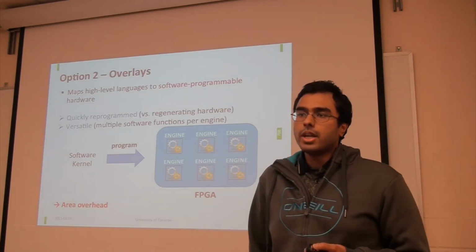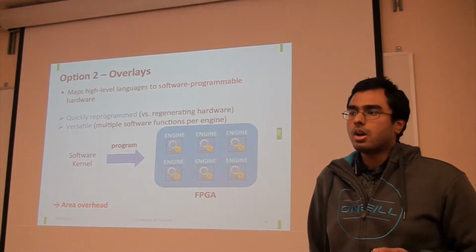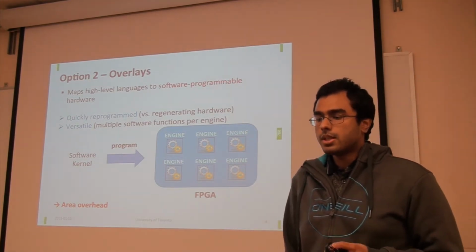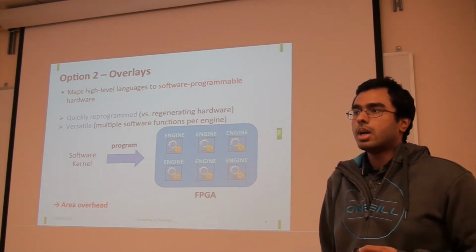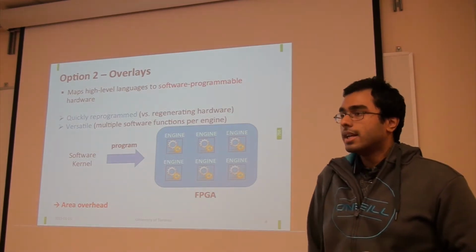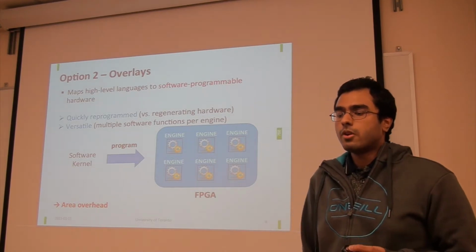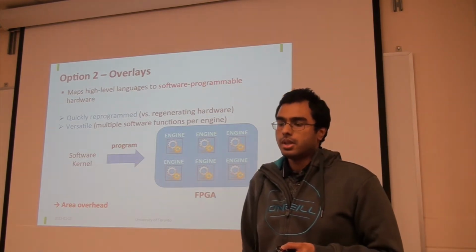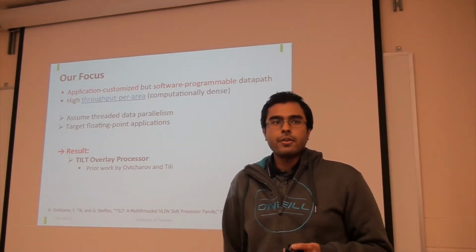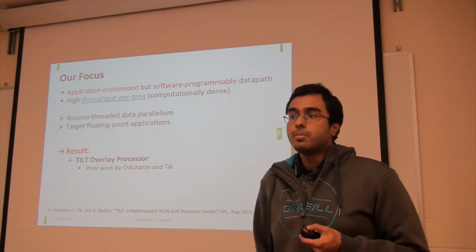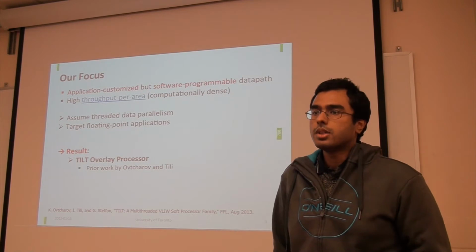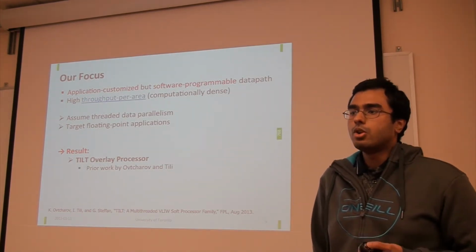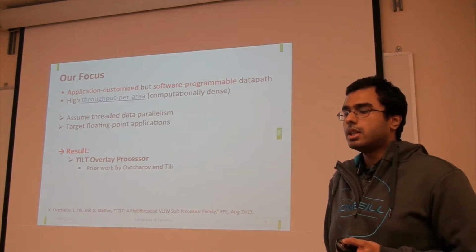Alternatively, we can use overlays which map the same software kernel onto a software-programmable hardware. Unlike HLS, overlays need to be synthesized once and then can quickly be reprogrammed. This also means that overlays are versatile, supporting multiple software functions for the same engine. However, this has an area overhead associated with it. Our specific focus is working with a data path that is both application customizable as well as software programmable. And for this data path, ideally, we want to achieve high throughput per area, or be computationally dense.